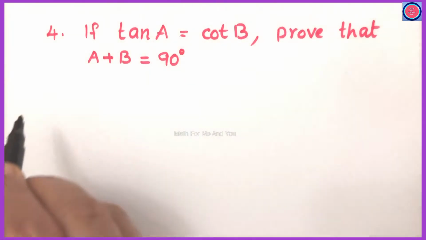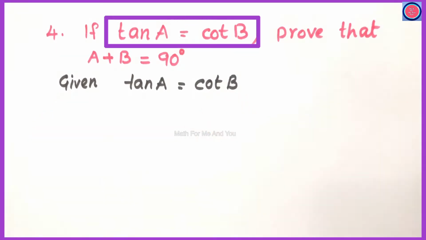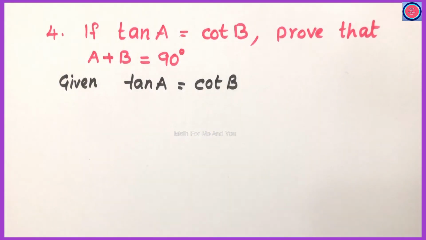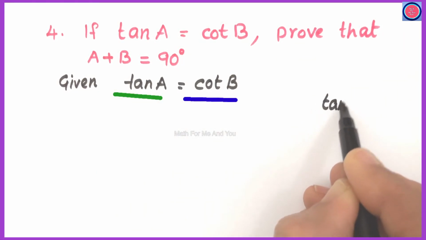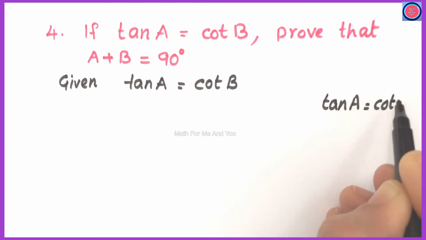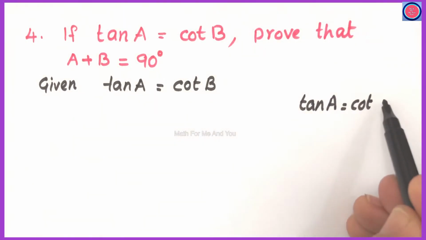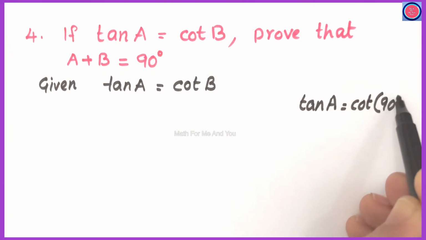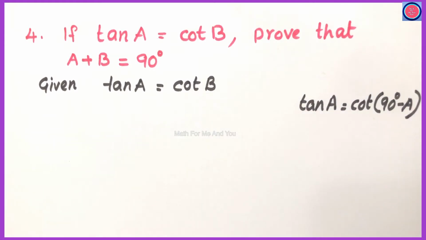Here we will start with the given condition. Given that tan a equals cot b, to equate these ratios we need both sides with the same ratio. Both sides are not the same. Tan and cot are given here. So what we can do? We can change either tan to cot or cot in terms of tan. I am writing tan in terms of cot. So I write cot (90 minus a) equals tan a. See here I have written tan a equals cot (90 minus a).